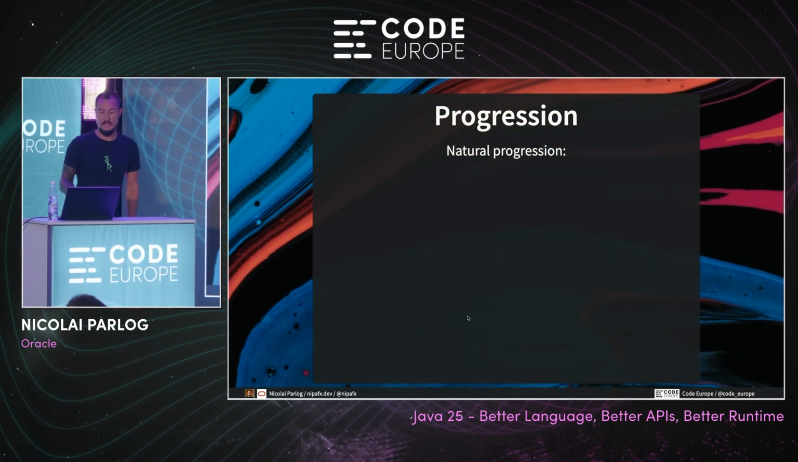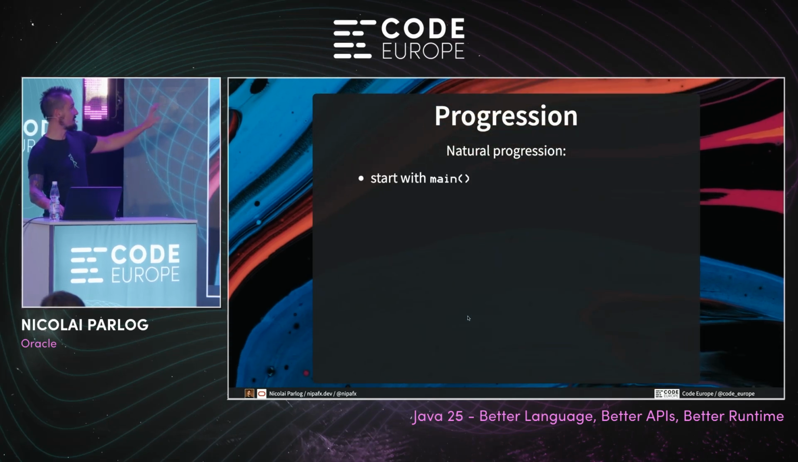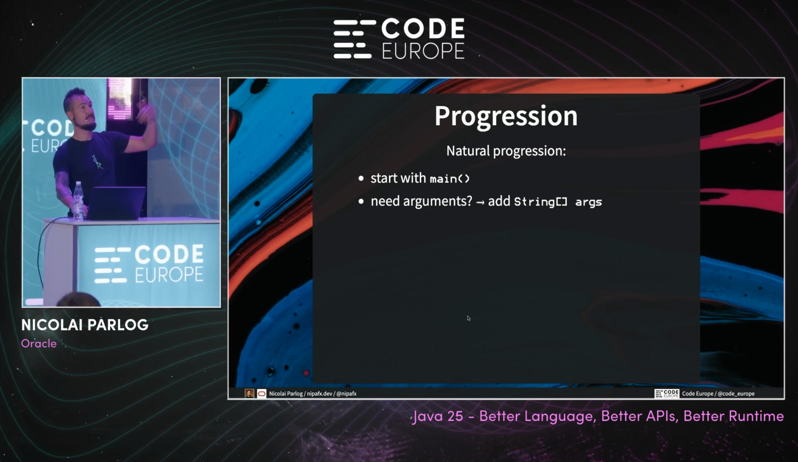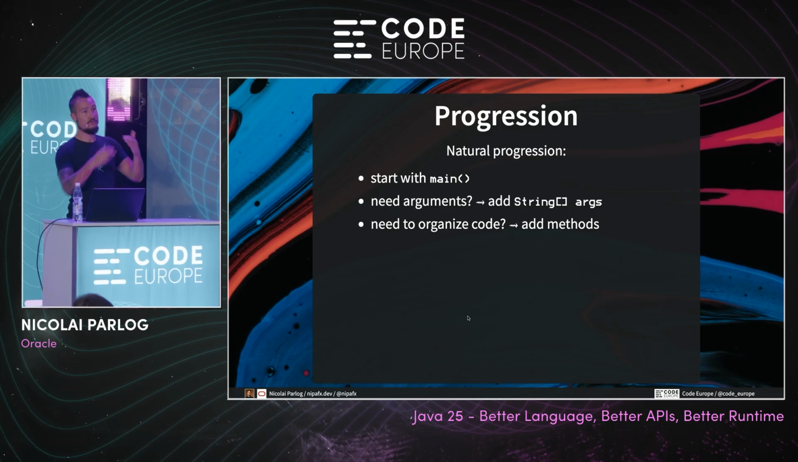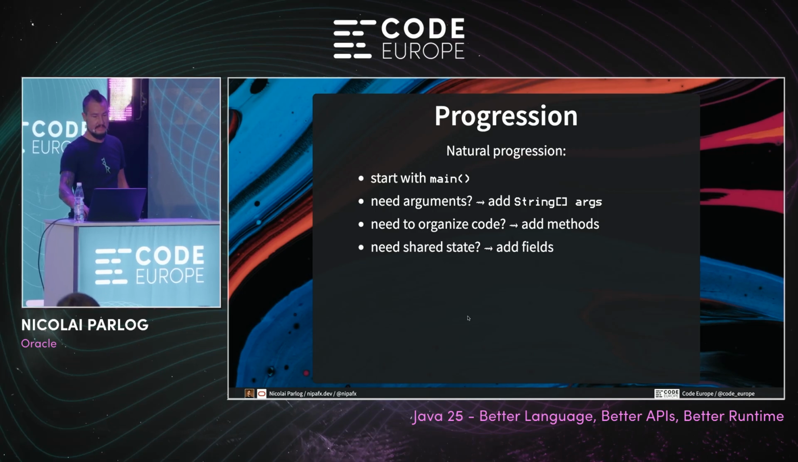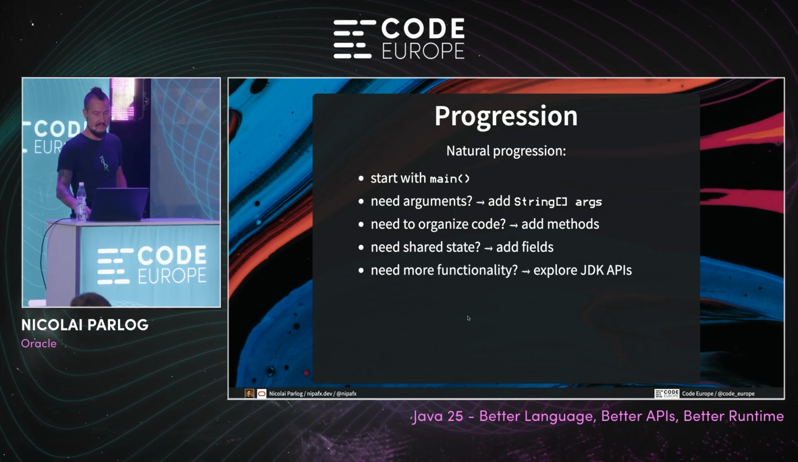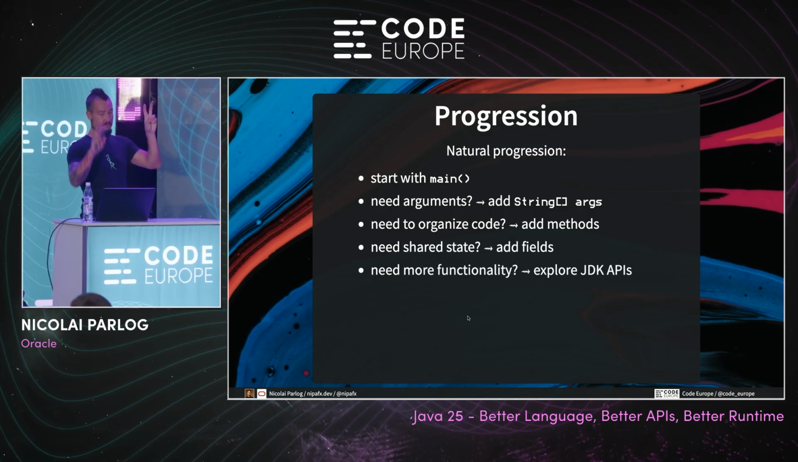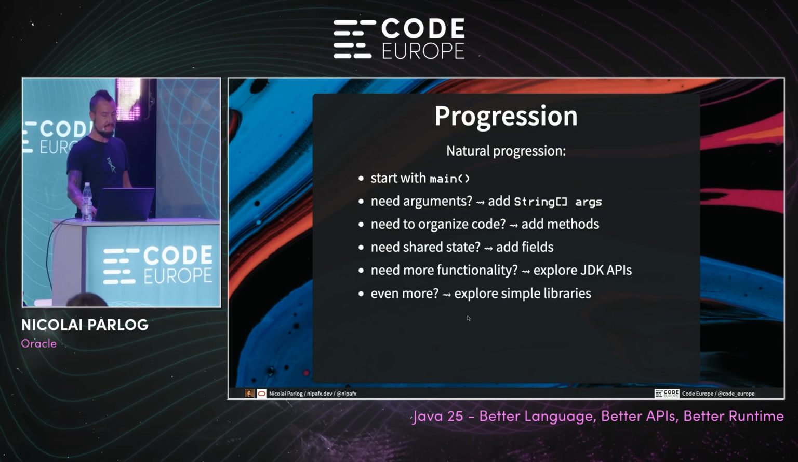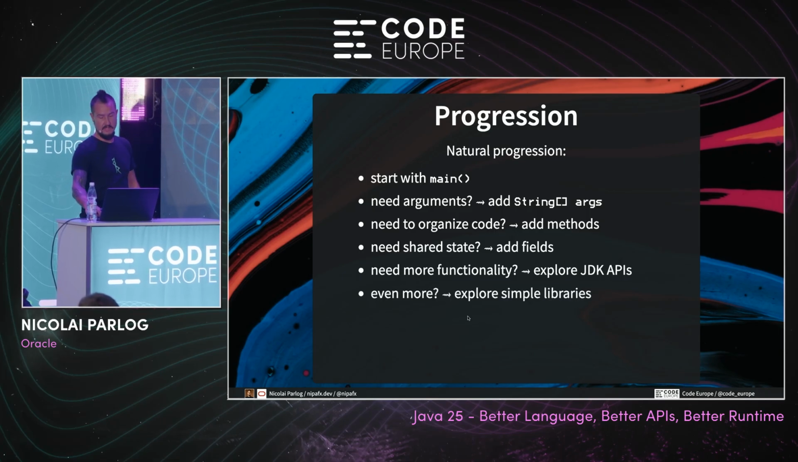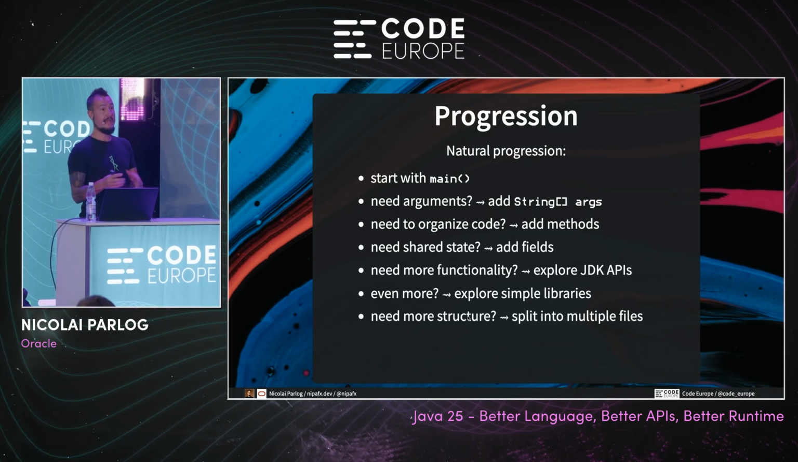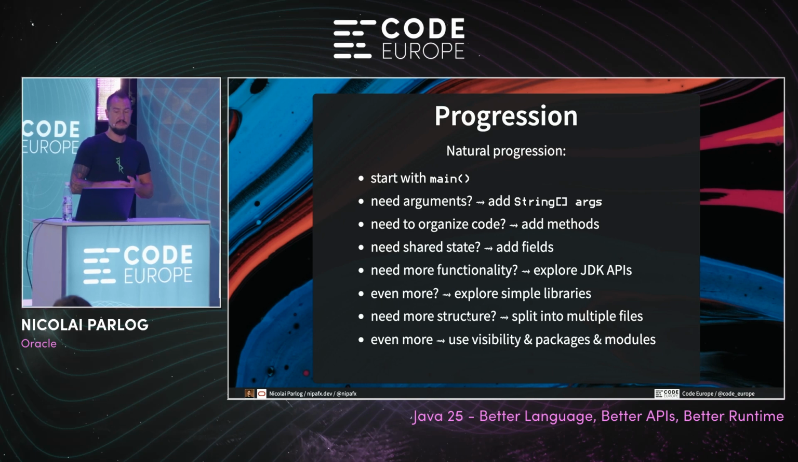And this gives us a really natural progression where we can start with a very simple main method. And if you need arguments to pass into your program, you can use the string array, you can add it. If you need to organize the code, you can have several methods in this simple source file. If you need a shared state, you can have fields even without the class definition still. You can explore JDK APIs, which come free thanks to the module import. You can explore simple libraries by just dumping them into a library folder somewhere. And you can split into multiple files. And what I didn't show here, you can also use visibility and packages there.